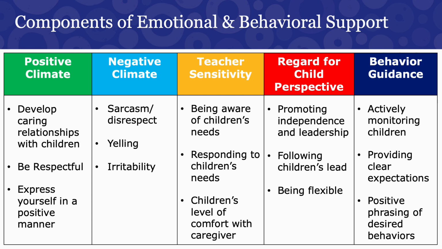Here are the components of emotional and behavioral support. It consists of 5 areas: positive climate, negative climate, teacher sensitivity, regard for child perspective, and behavior guidance. Positive climate reflects the connection between the teacher and children and the warmth, respect, and enjoyment communicated by verbal and nonverbal interactions. Negative climate is about the level of negativity expressed by the teacher or children.